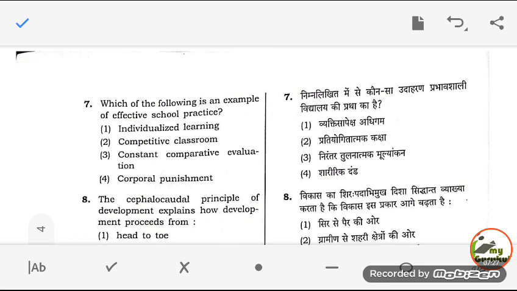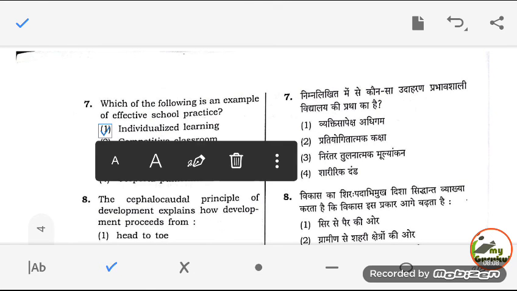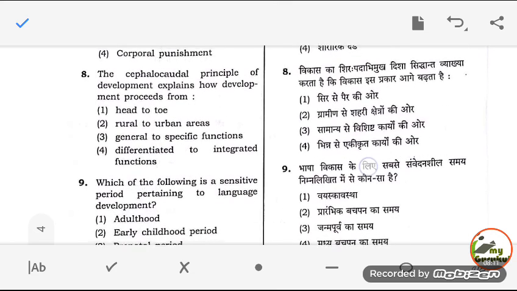Next is, which of the following is an example of effective school practice? Individualized learning, competitive classroom, constant comparative evaluation, or corporal punishment. Effective school practice is done most appropriately when the teacher gives attention to the abilities and weaknesses of every individual child. In this way, individualized learning is one of the best methods, in which content, instructional technology, and pace of learning are based upon the abilities and interests of each learner. So, the right option will be individualized learning.